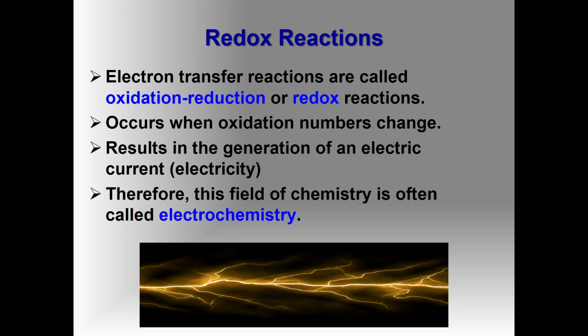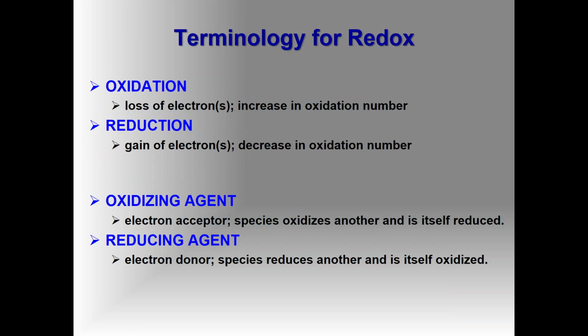And I'll tell you right now, redox reaction was one of the most confusing things I had to learn in chemistry, as it is basically a lot of opposites that you have to memorize. Oxidation is loss of electrons or an increase in oxidation number. Reduction is a gain of electrons or a decrease in oxidation number.